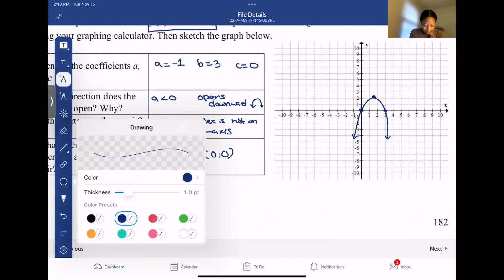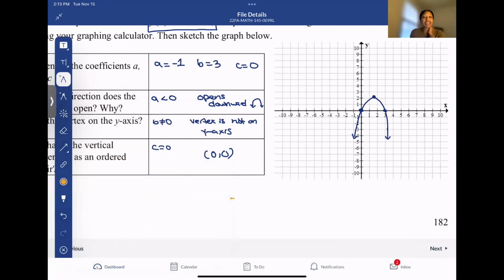Also, this was not asked on this part, but what would the axis of symmetry be? It would be the vertical line that goes through the vertex, which is this line. X equals 1/2. We'll talk about how to find that algebraically in just a second also.